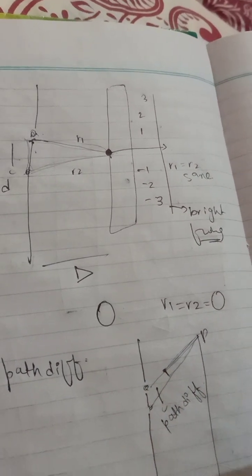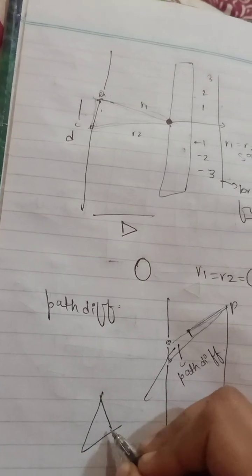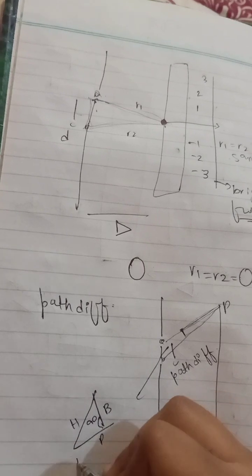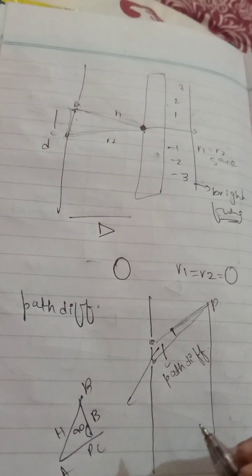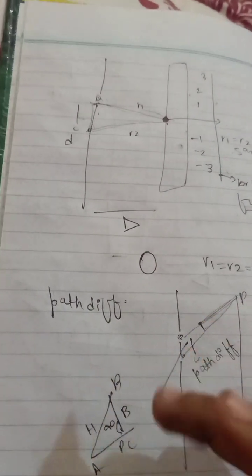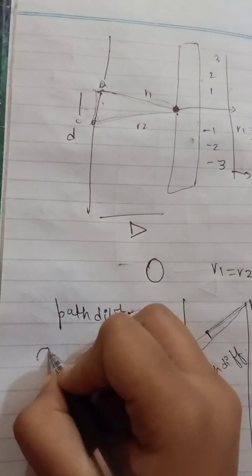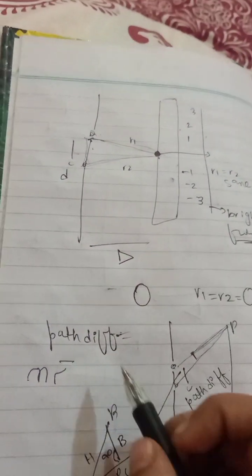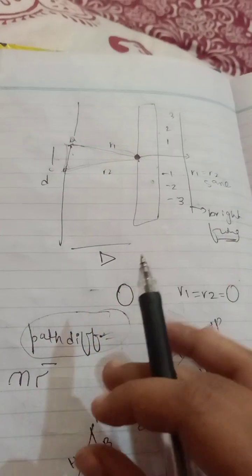Path difference. If I make this angle here like this, that will be a 90-degree angle, like hypotenuse, base, perpendicular, ACB, ABC. Here you can see that AB. So path difference has a formula, that is n lambda. From the path difference we will make the bright fringes formula and the dark fringes formula.